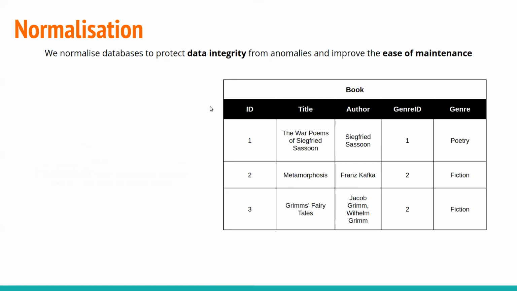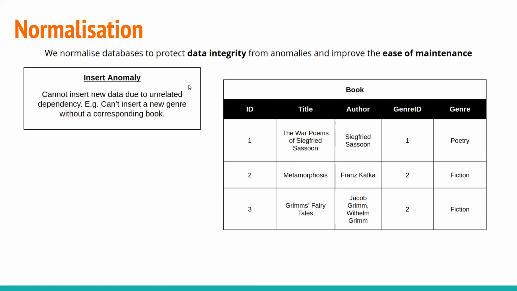Just like the database we had on the previous page, this table is very broken because it would suffer from a lot of anomalies. There are 3 anomalies that we try to protect our database from when performing normalization. The first anomaly is called an insert anomaly. What this means is you cannot insert new data because some things are unrelated.